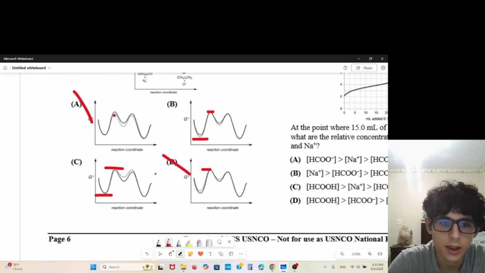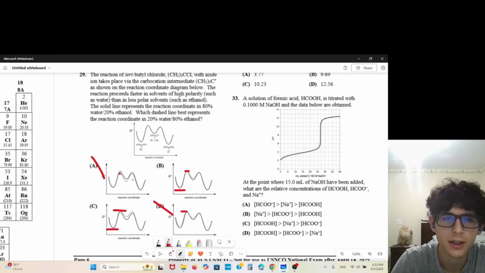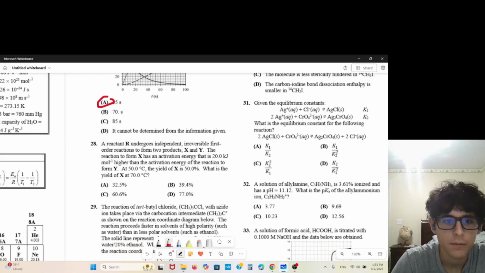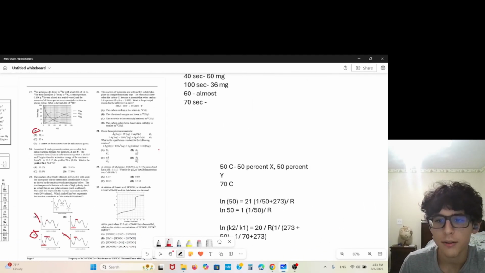Usually it's the transition state whose energy gets higher, not the reactants that gets lower. That doesn't really make sense. It's always the transition state, so it's C. Alright, perfect. Okay. I have the setup here already.